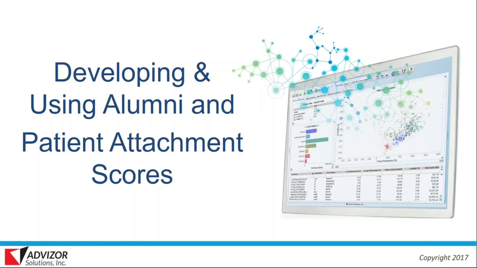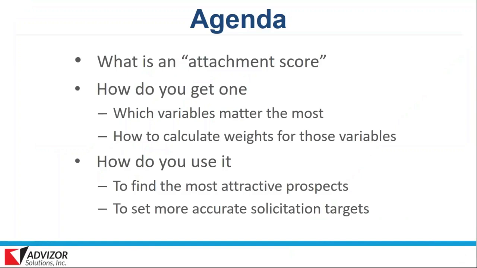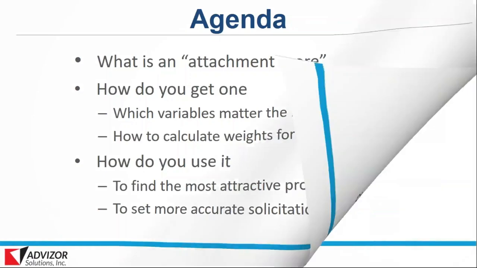This is sort of a broad topic, but we're going to talk about what is an attachment score, or a patient potential score from the healthcare side. How do you get one? Which variables matter most? How do you calculate the weights for those variables? I know talking with a number of you, you created manual weights, but we can use predictive modeling to get probably more accurate weights. And we're going to talk about how to use these things to find the most attractive prospects and to set more accurate solicitation targets. There's a bunch of other uses as well, but we're going to drill in on those too.